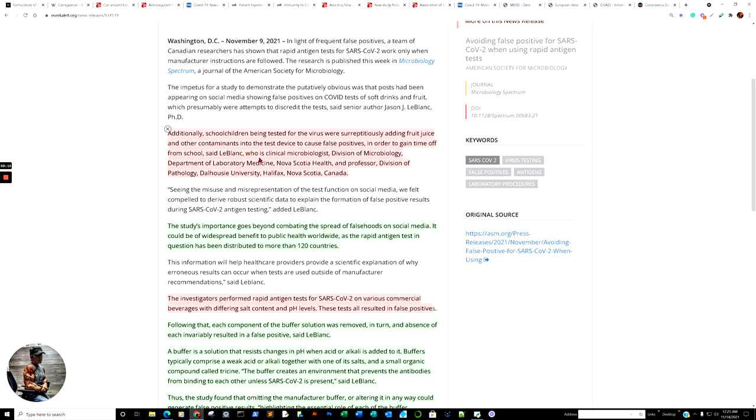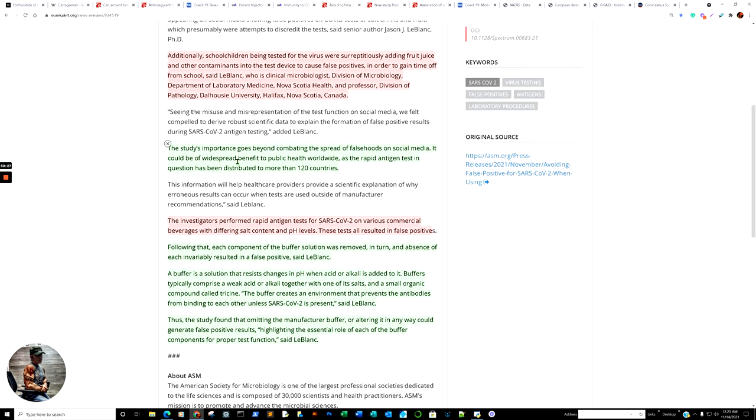And now people are going, well, that's awfully bad for them to do. Wouldn't it be? Obviously, some people have not been a kid long enough. The study's importance goes beyond combating the spread of falsehoods on social media. It could be a widespread benefit to public health worldwide, as the rapid antigen test in question has been distributed to more than 120 countries. And basically what he's saying is, oops. So they're saying we need to come up with a better test.